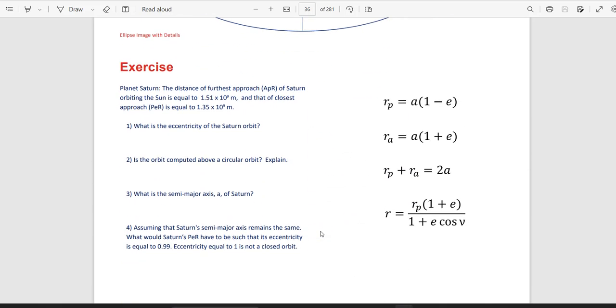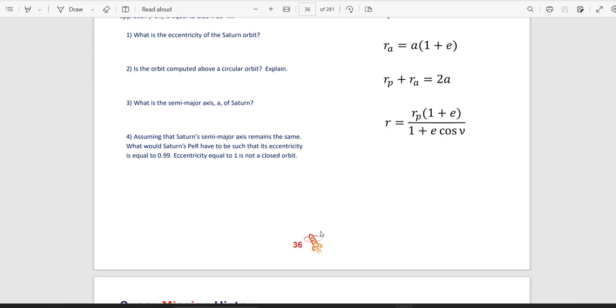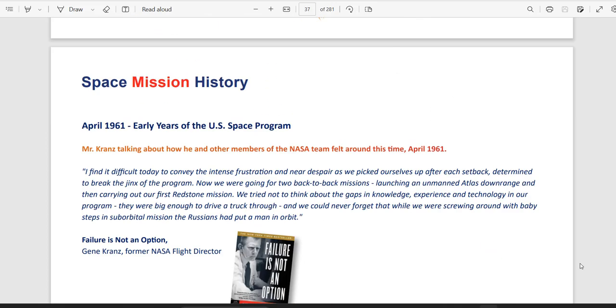Okay, here are several exercises that you should try. And you can check the answers by asking your teacher. The teacher will either work these out on his or her own, or they might reference my teacher's solutions manual. Okay, page 37 of the book.